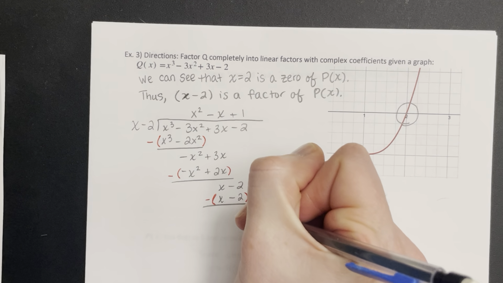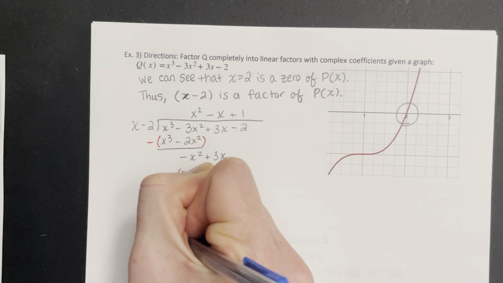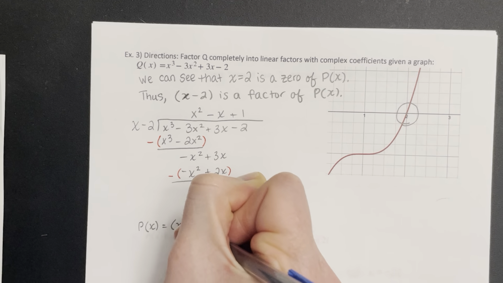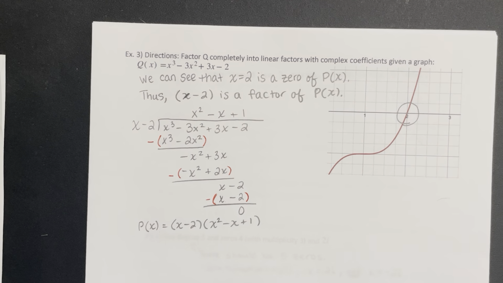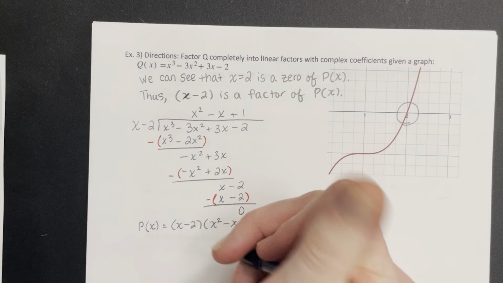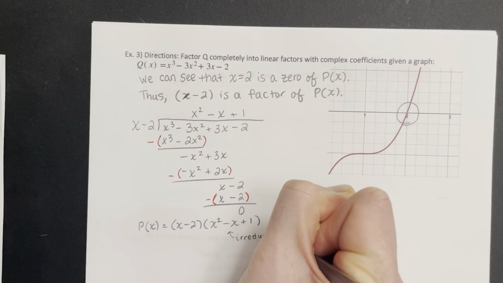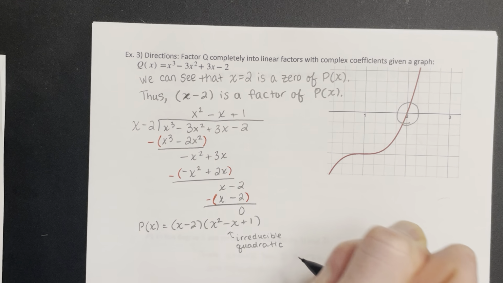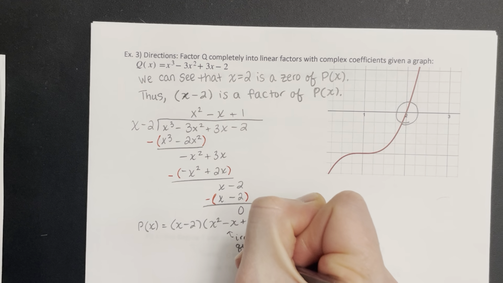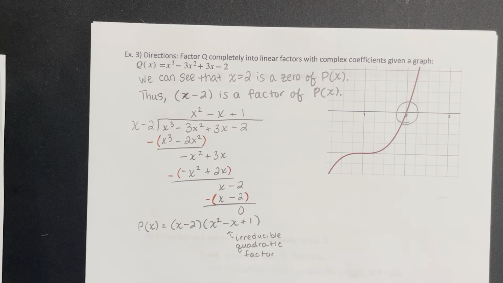This does give me a remainder of 0, which we already knew should happen, but it helps me figure out that p of x could be written as x minus 2 times x squared minus x plus 1. That does not factor more. That's okay. This is an irreducible quadratic factor. We just have to figure out what the directions in the question are asking. And this one asks us to factor all the way into linear factors with complex coefficients.